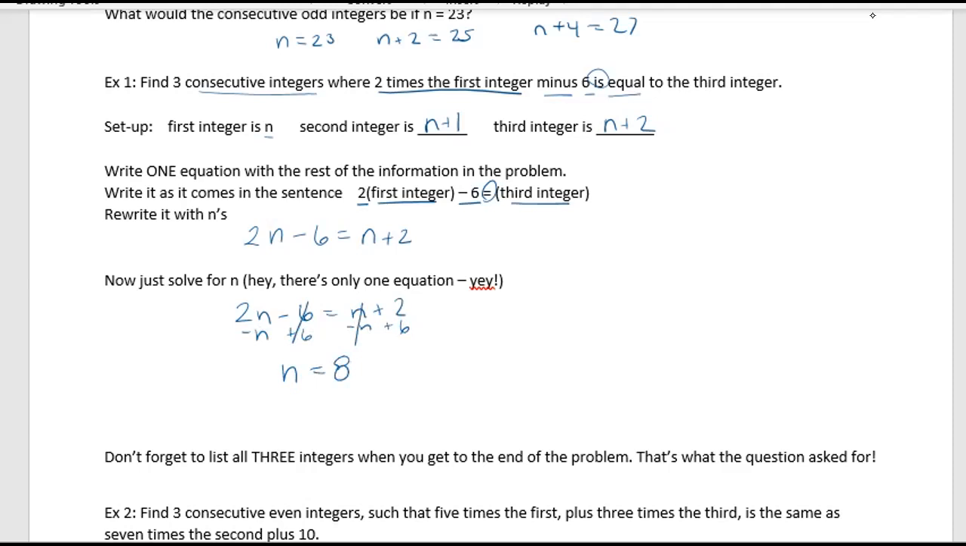I've solved for n. Now I go back up to the very top and it says find 3 consecutive integers. So I need to list all 3 of them. If they're consecutive, n is 8. That's the first one. What's the next one? The next one's that n plus 1, or my next number, 9, and then 10.